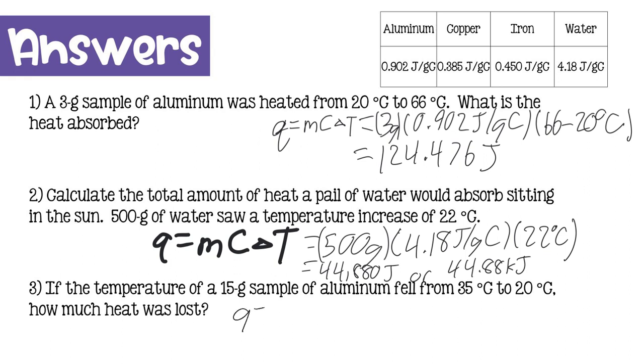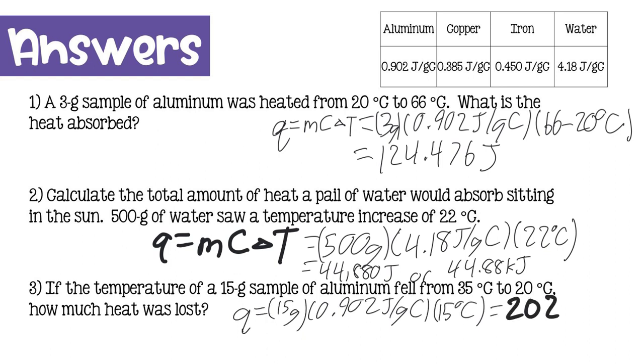Well, once again, Q equals mc delta T, where the mass is 15 grams. The specific heat capacity of aluminum is 0.902 joules per gram degrees Celsius, and the change in temperature is from 35 to 20, which is 15 degrees Celsius. If you type all of this into the calculator, you will get 15 times 0.902 times 15, which is 202.95 joules.